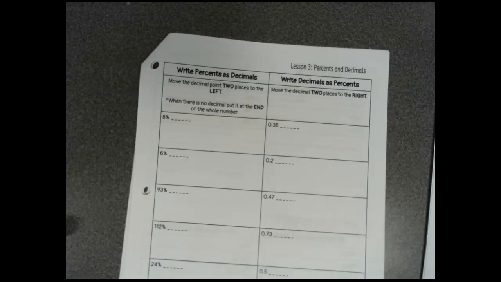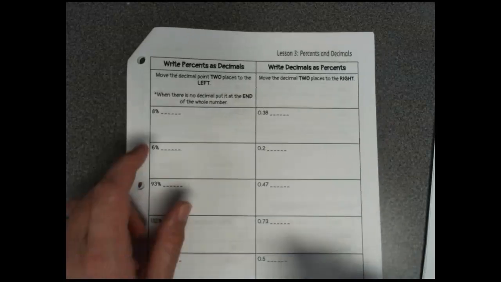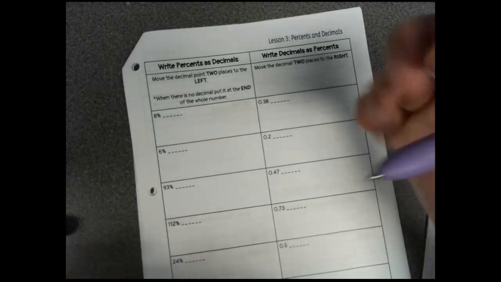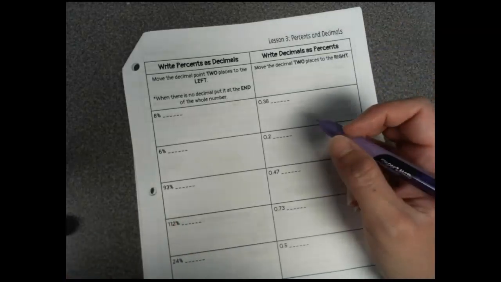In Module 2, Lesson 3, Percents and Decimals, we're going to take percents and turn them into decimals, and decimals and turn them into percents. This will be your quickest lesson in this chapter. It says, move the decimal 2 places to the left. When there's no decimal, put it at the end of the whole number.